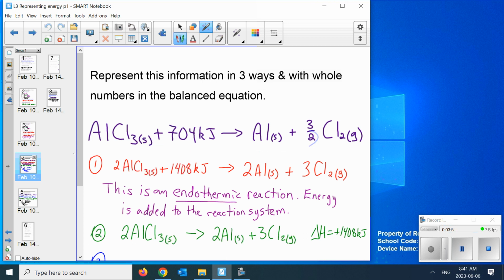works. So what we did was times 2, 7 times 2 is 14. Times 2, 704 times 2 is 14. Times 2, 3 halves times 2. That's the first way to represent energy, or the first way we list it. Energy is included. Right away, I can tell this is endothermic because the energy is added. Endothermic, the energy ends up inside the reaction. Exothermic, the energy exits.